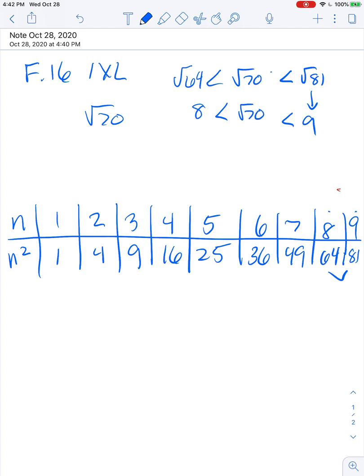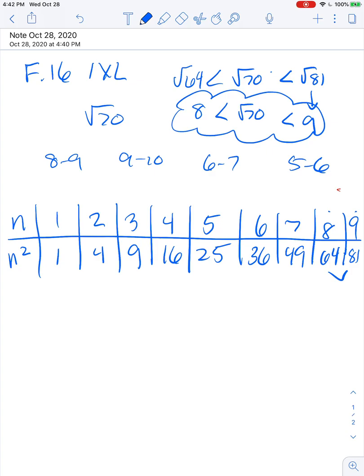And this question is asking, which two integers is it between? My choices are 8 to 9, 9 to 10. Oh, I'm sorry, the next one I thought would start with 10, but it says 6 to 7, 5 to 6. Because I know from here that the square root is somewhere in between there, I'm going to go ahead and pick 8 and 9 as my answer, and I would go ahead and submit my answer.